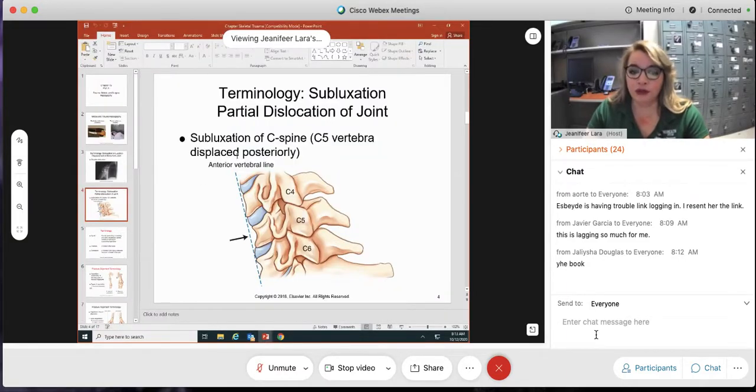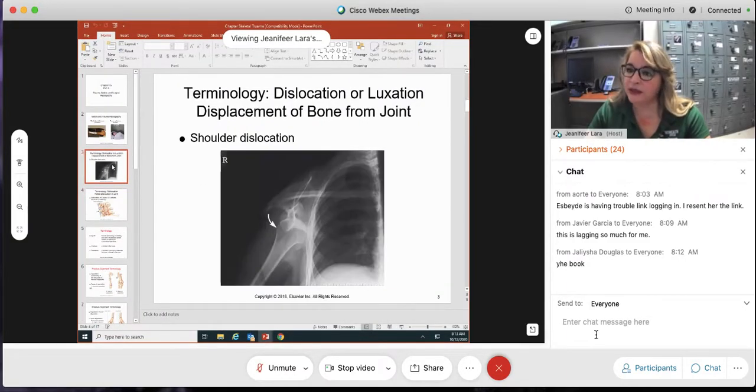So we know the difference between a dislocation and a subluxation. Now let's take a look at this image. Does it look completely dislocated or does it look like a subluxation?